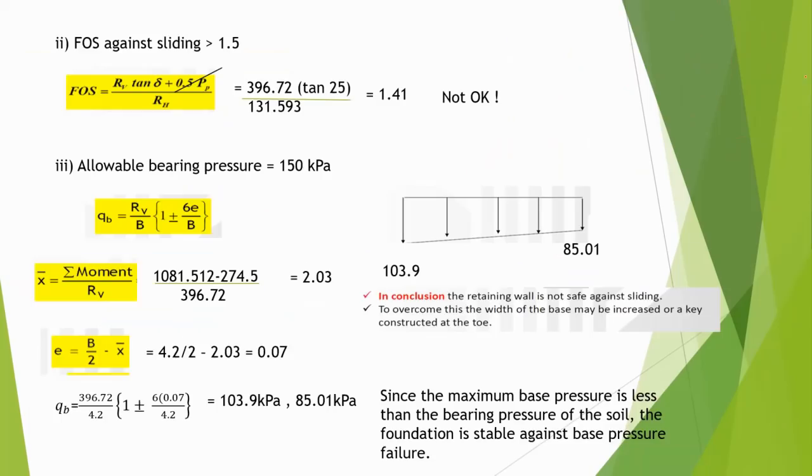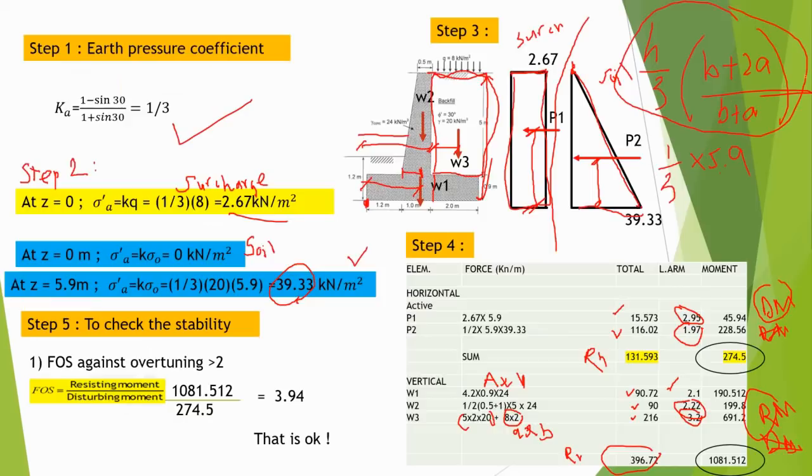So again kita buat ulang balik sama je. Kalau dia nak FOS against sliding, more than 1.25. Tapi soalan ni dia nak apa? Tapi dia kata ignore the passive resistance. That's why. Okay. Kita lupa. First, kita cari FOS against overturning. More than 2. So, resisting moment, yang ni, RM bawah ni, RM bahagi dengan disturbing moment. So, you can get 3.94.